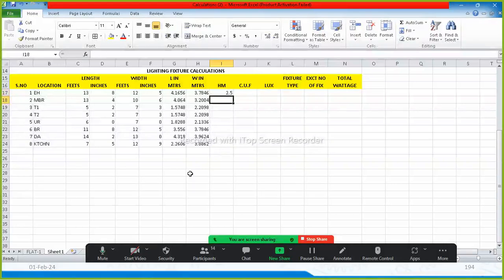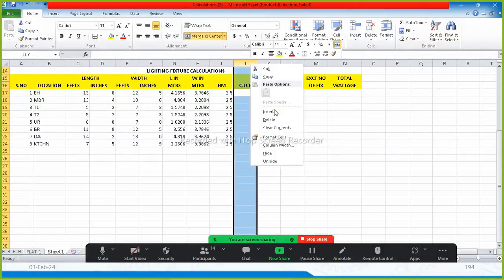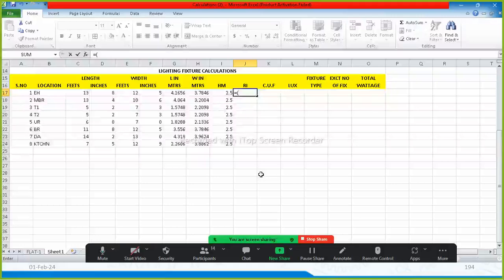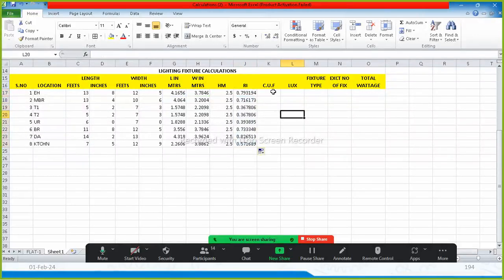Then mounting height is by default 2.5 meters. I'm taking it up. Okay, now coming to the CF. Here one more column will come, room index. First we need to calculate room index, RA. What is the formula for RA, guys? L into B by L plus B into HM. So L into B bracket close divided by L plus B into HM, two brackets open, L plus B into the mounting height value 2.5. So when I substitute it, I got the room index values.